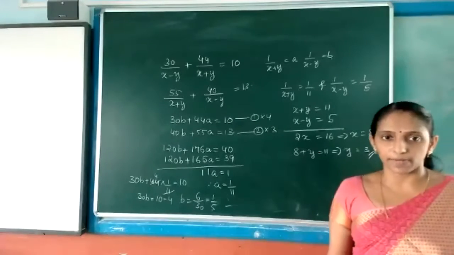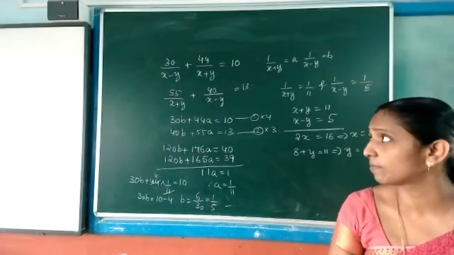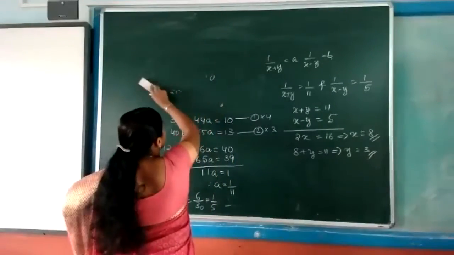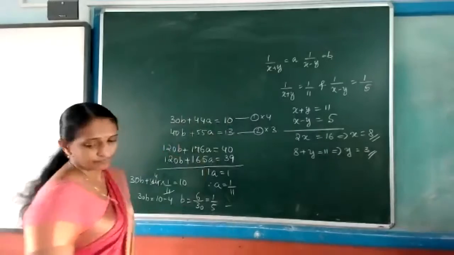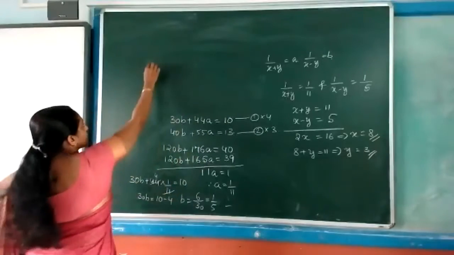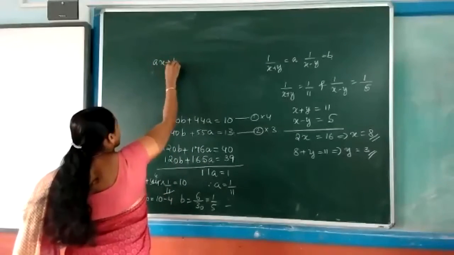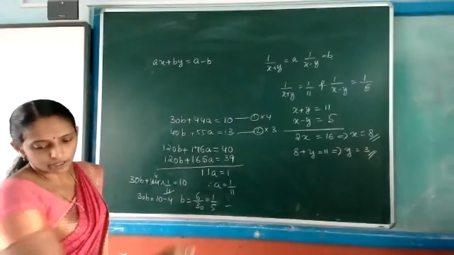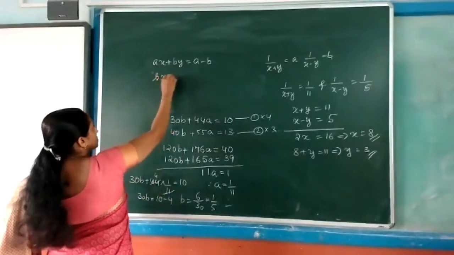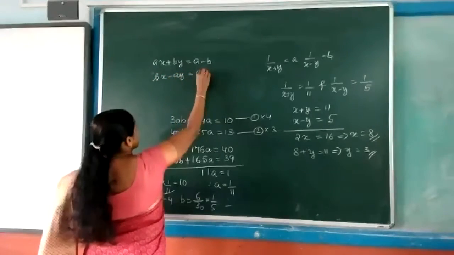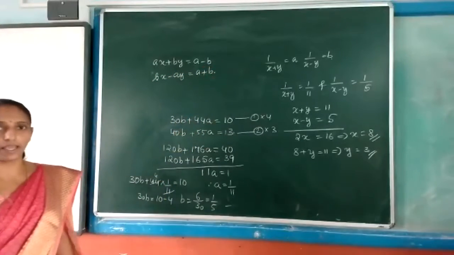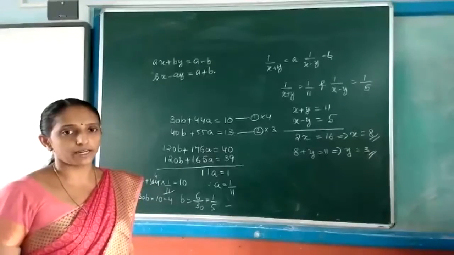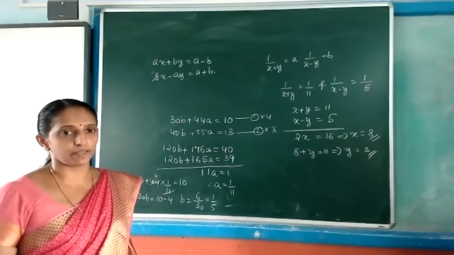Next question. Solve by cross multiplication method. ax plus by equal to a minus b and bx minus ay equal to a plus b.